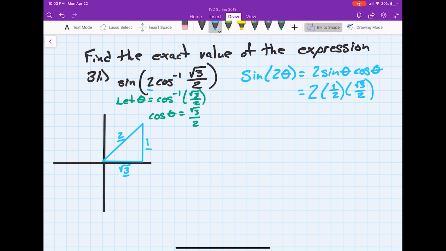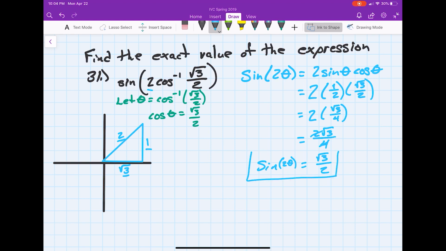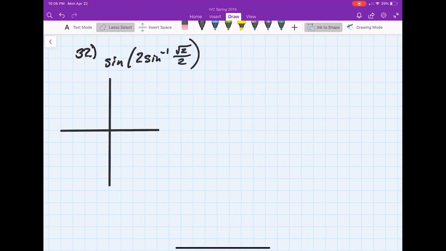Now we combine what we have on the top here, so that's going to be square root of 3 over 4. So 2 times the square root of 3 over 4 is going to be 2 square root of 3 over 4. So our sine double angle identity works out to be the square root of 3 over 2, because this can be reduced. So there you have it. Another problem finished.